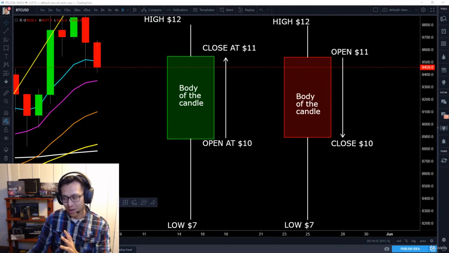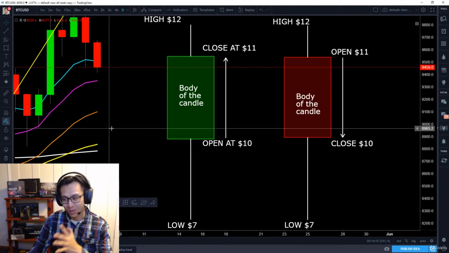Okay, now let's talk about the green candle versus the red candle.